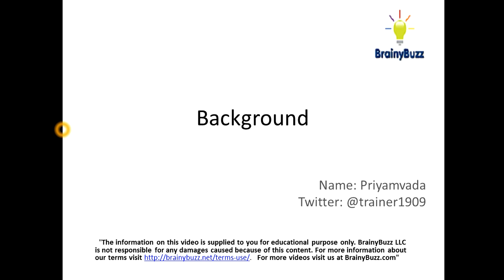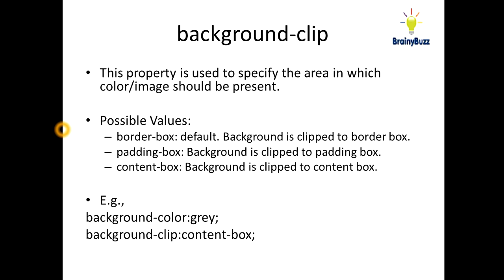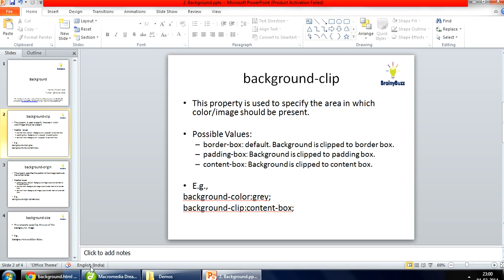So let's start with the background properties. Already you have seen some of the properties like background color or background URL, how to put an image at the background. So let's see some of the advanced properties also. Like this is the background clip. This property is basically used to specify the area in which color or image should be present. So let's see an example for this.